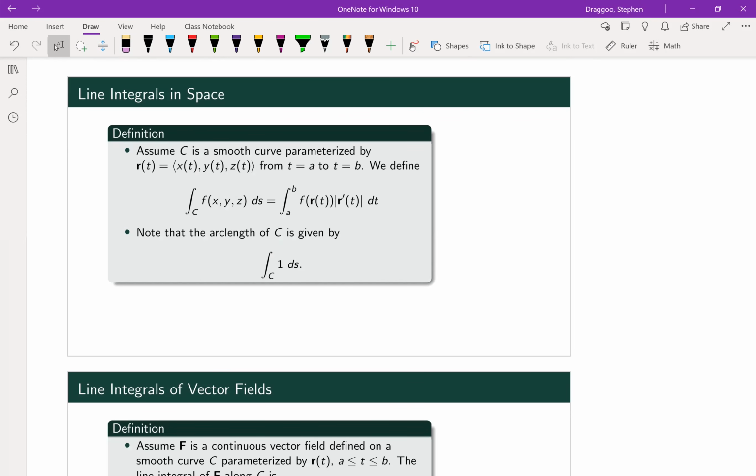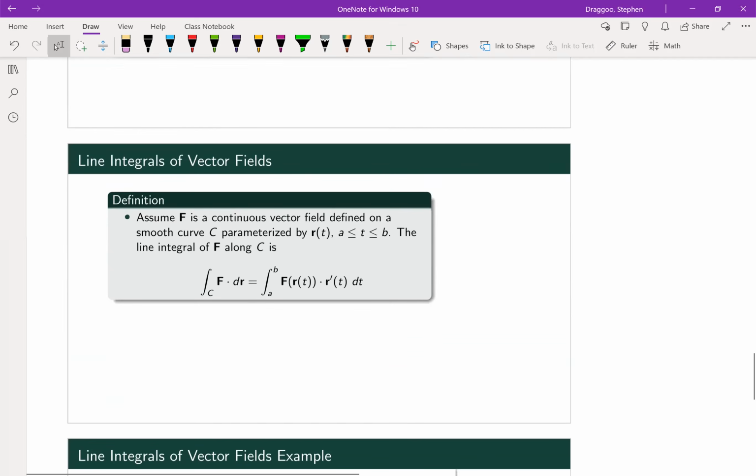But again, it's a little bit cleaner to just write that in terms of the parameterization r. And then the equation doesn't change at all. Just that our function now has 3 inputs instead of just 2. And note that if we just replace that function f with 1, we can get the arc length of c by doing the line integral over c of 1 times ds.